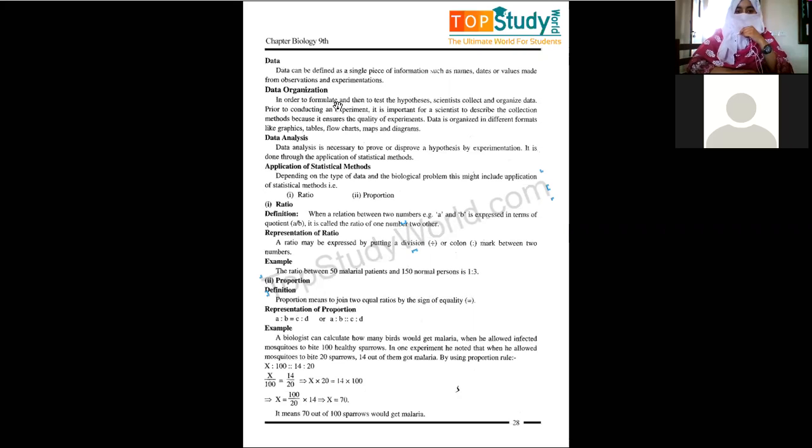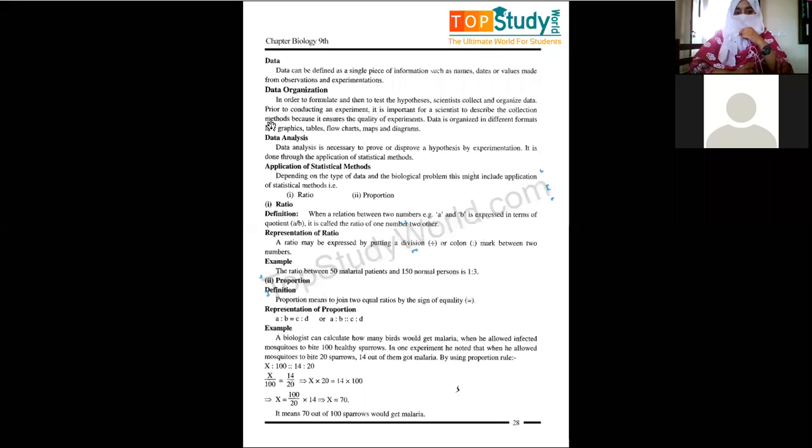In order to formulate and then to test hypotheses, scientists collect and organize data prior to conducting an experiment. It is very important for a scientist to describe the collection method. Collection method means how scientists perform their experiment and how they collected their data for the display of this experiment. It means which method they are using, just the observation method or using any instrument to collect this data.